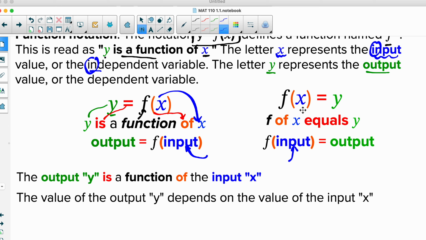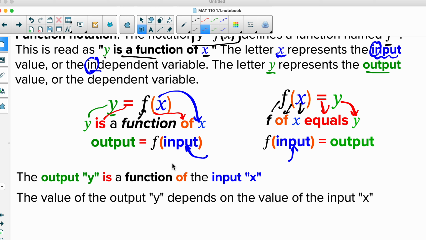Over here, I can reverse the order. I can say f of x equals y. And so when I say this, I say f of, that's my parentheses, x equals y. Okay? And I can also say f of my input is equal to my output. Okay, so these are all different ways that you can say in words or translate the function notation.